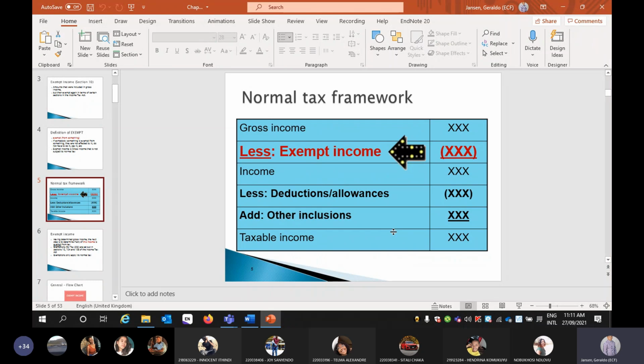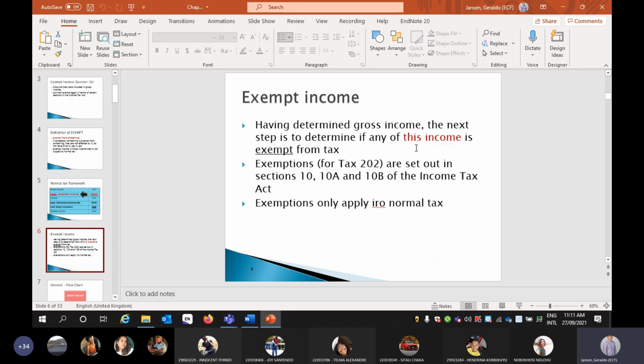So exempt income is relief that the government gives us, SARS or the receiver of revenue in Namibia. So the next step is to determine if any of this income is exempt from tax. Now the exemptions for tax 202 are set out in sections 10, 10A and 10B of the Income Tax Act. Guys, this you will find in your prescribed textbook. You will see section 10, 10A and 10B. These are the exempt income. Exemptions only apply in respect of normal tax.